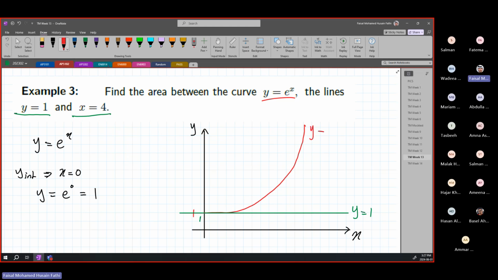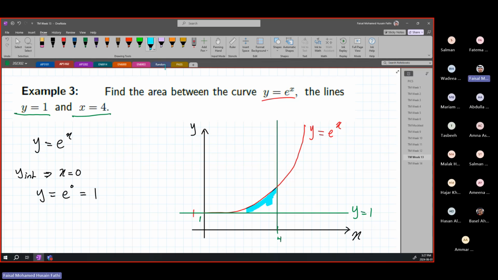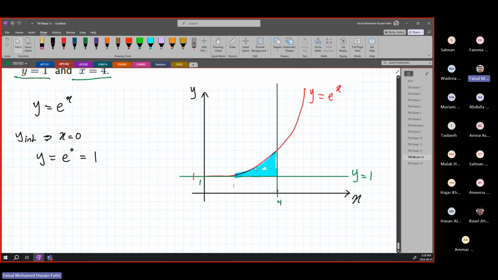This is, again, y is equal to e power x. And now we need to look at the x-axis when x is equal to 4. Let's say that this is 4. It's going to be a straight line in the middle here that is enclosed by all these values. This is the area that we need.